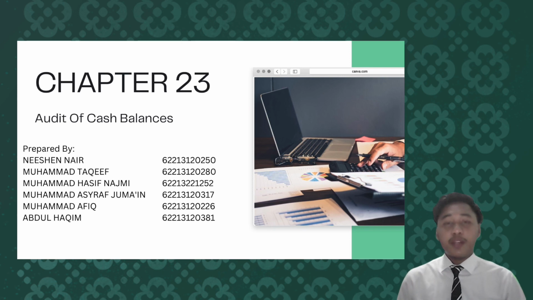Today, me and my group will share with you the topic audit of cash balance under chapter 23. First of all, cash is the only account that is included in every cycle except the inventory and warehousing cycle. Audit of cash balance is important because of its susceptibility to theft, and also the cash can be significantly misstated, as illustrated in the case of Parmalat.